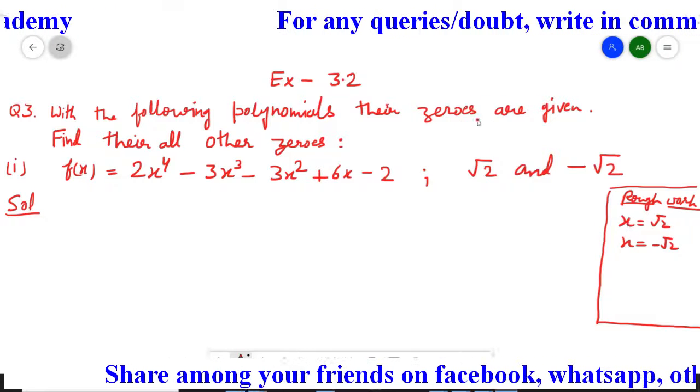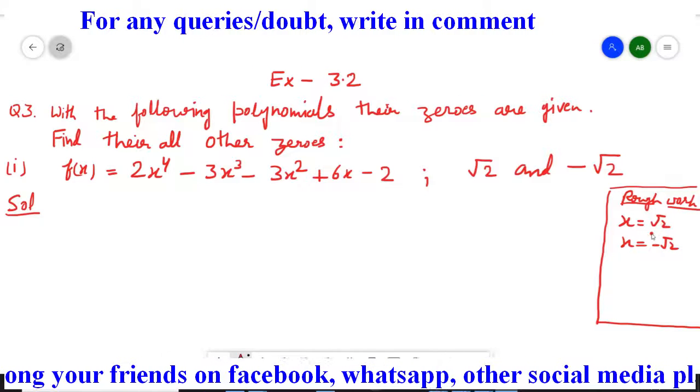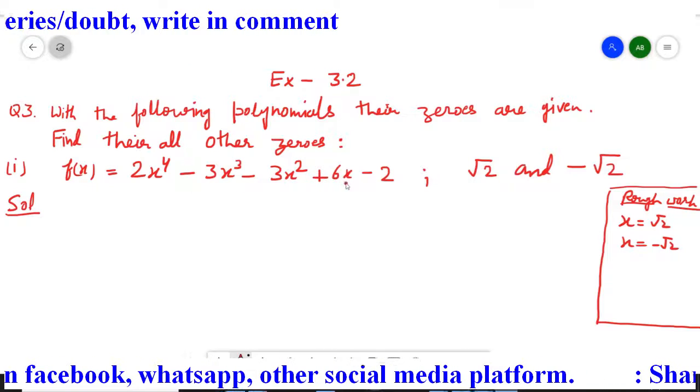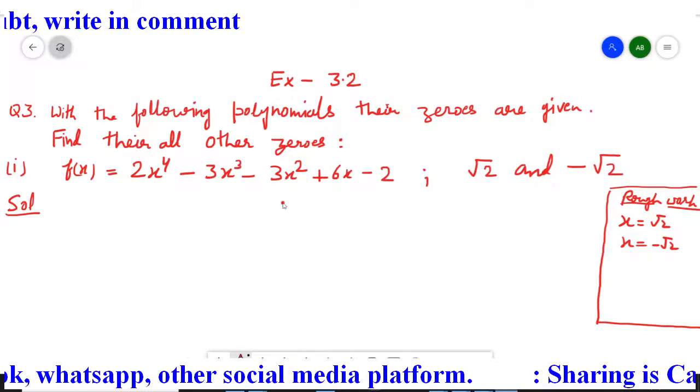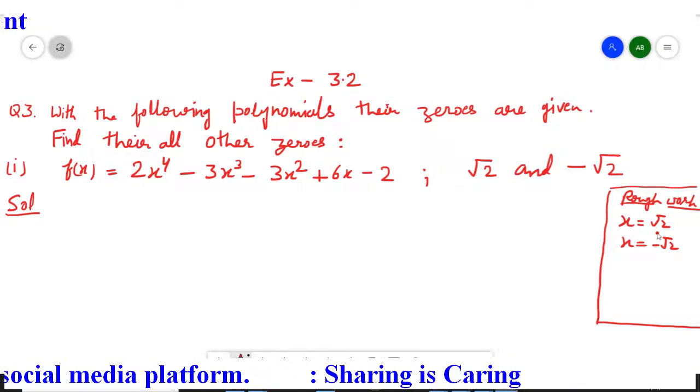So the zeros of a polynomial means these are the values of the variable. If we substitute these values in this polynomial, and solve the complete polynomial after substitution, the complete polynomial is going to be 0. That's why these are named the zeros.